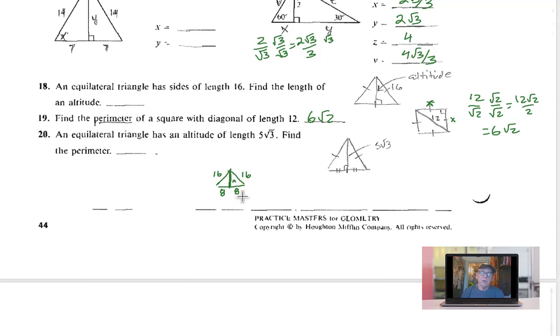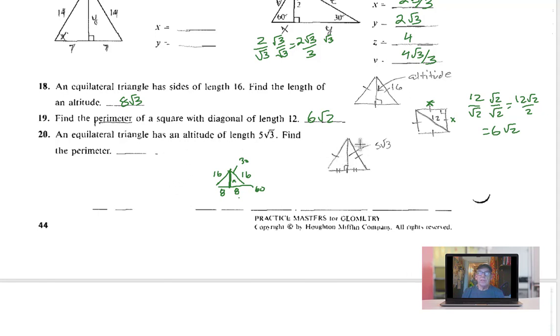This gives us a 30, 60, 90 triangle. This is the 30. This is the 60. So 8 is the short side. Double the 8 is the hypotenuse. 8 root 3 is going to be the length of the altitude.